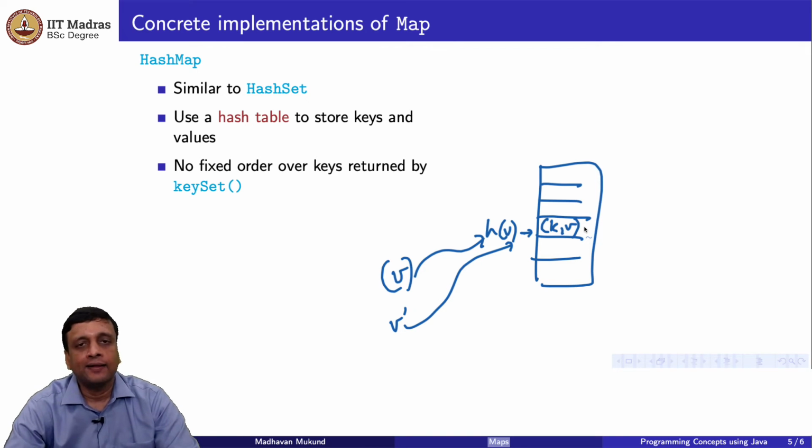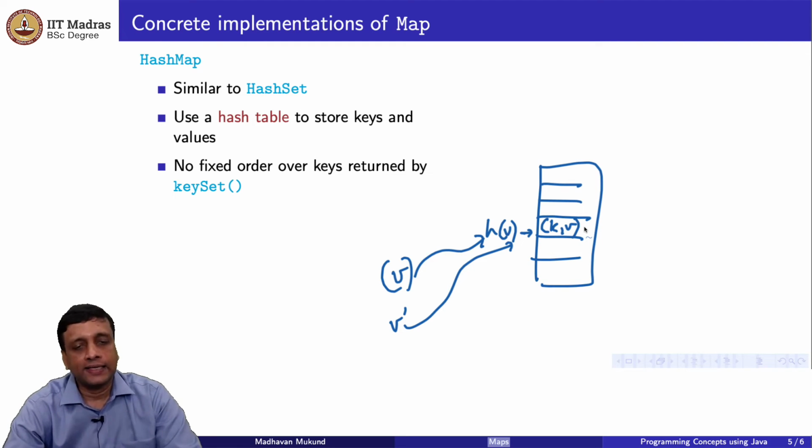In a hash set, the value itself is used as the input to the hash function, and what is stored at that position is the value, right? And the position is determined by v. Now here the key is used to determine the position, and you store at that position both the key and the value, because you cannot interpret the position to recover the key.